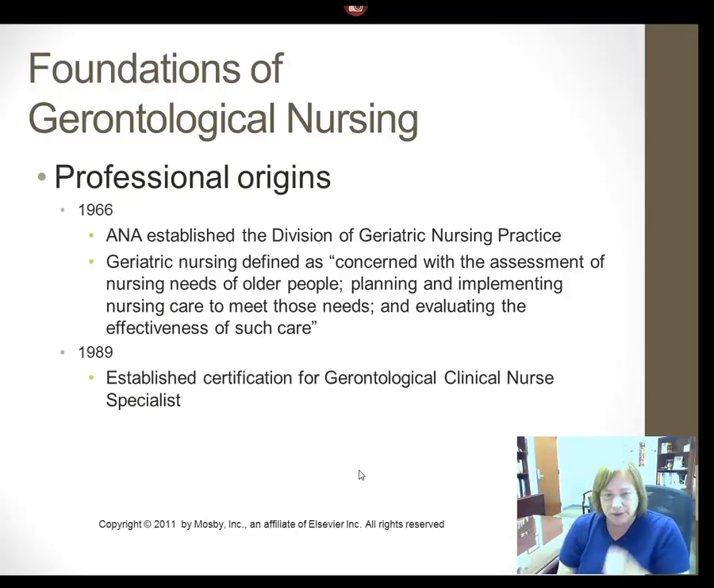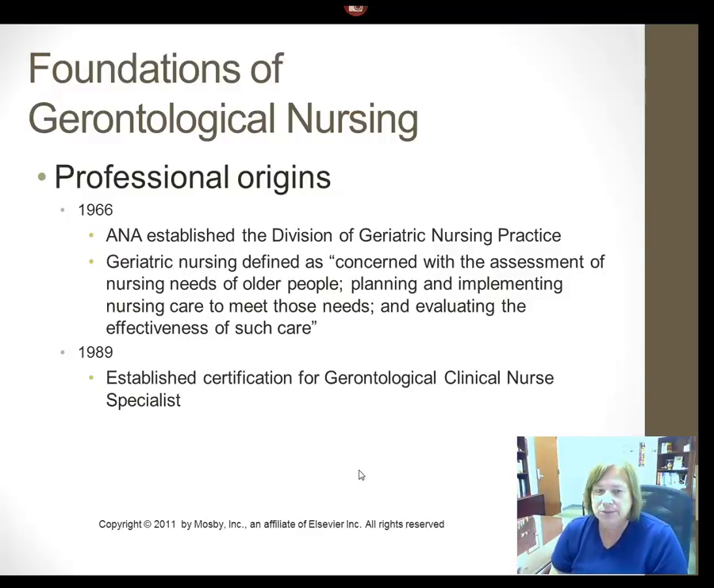The first few slides are going to be going over the history of gerontological nursing, and you can see as far back as 1966, which is a good 50 plus years ago, that the American Nurses Association first realized that the nursing care that's provided to older adults varies from the other age groups of patients that we see in healthcare settings. Again, especially the assessment, the interventions, as well as the evaluating to see if the care that is provided is effective is slightly different than the care that's provided for the other age groups of patients.